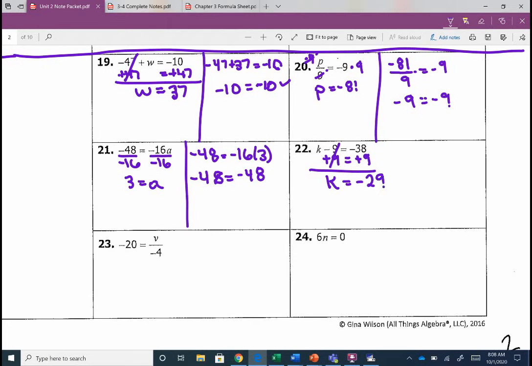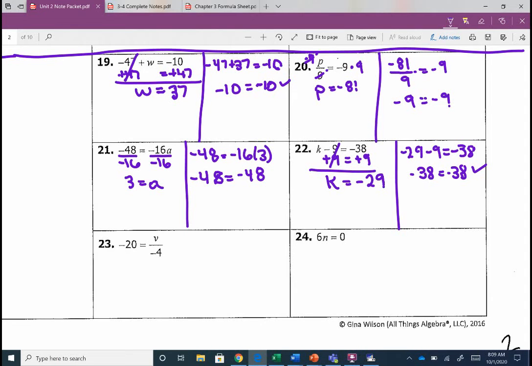So I check it, and I replace the k. Negative 29 minus 9. I put that in my calculator, and it tells me, yep, guess what? You got it right, because that equals negative 38. And it checks.